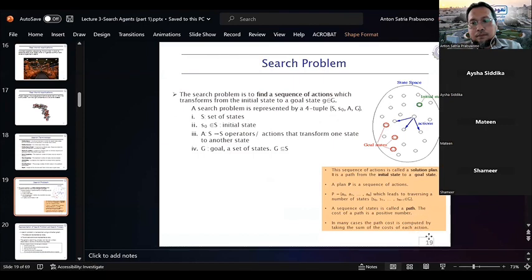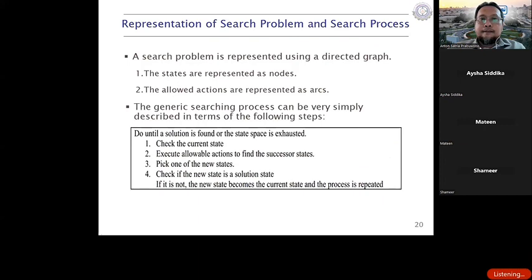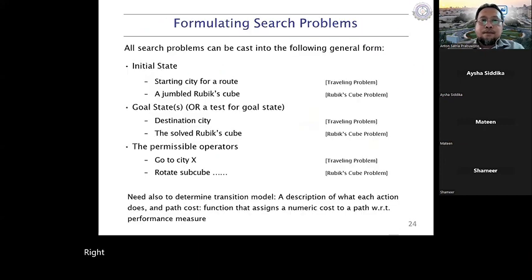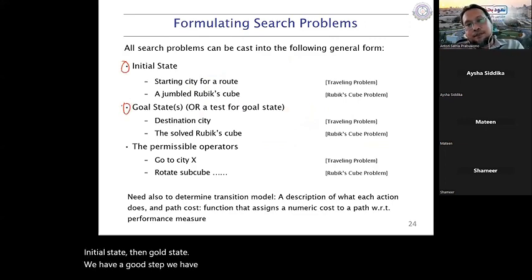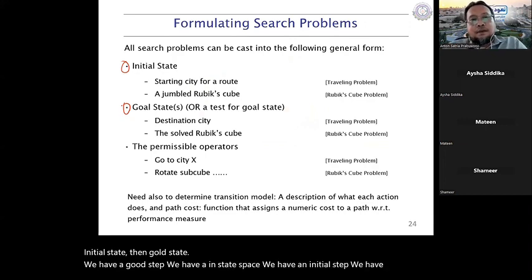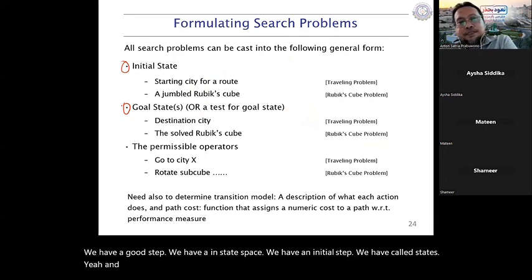Slide number 19. Right, then the initial state, then the goal state. We have in the state space an initial state and goal states. And then we have permissible operators, the actions that we use to find the solution.